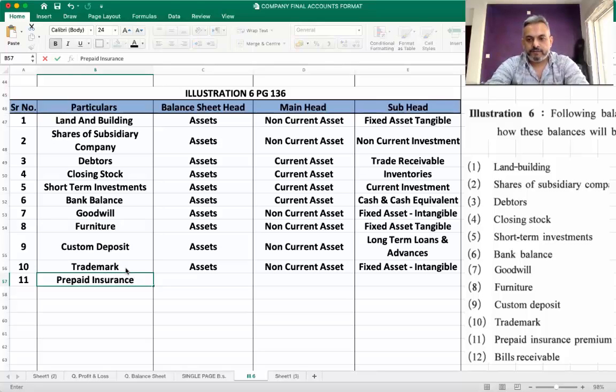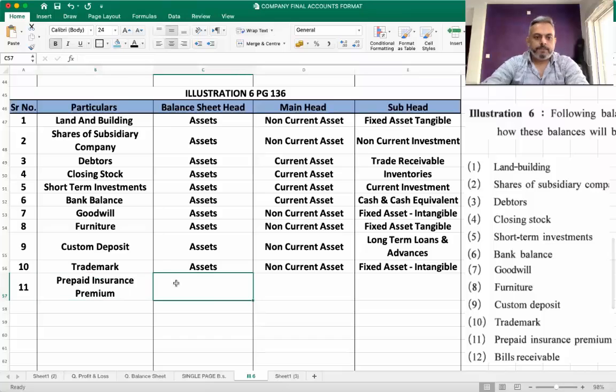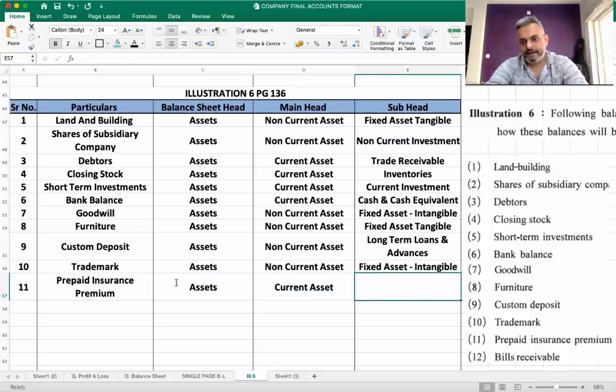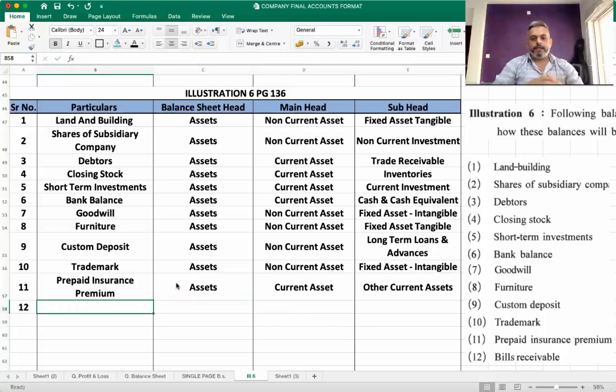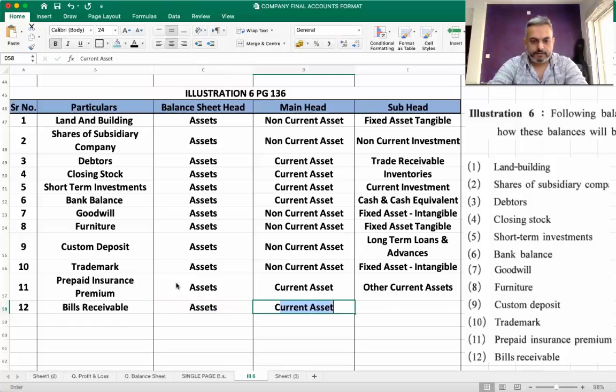Prepaid insurance premium. Prepaid insurance premium you are paid in advance. It's your asset. It's your current asset. Now where it will come is other current asset. Prepaid, okay, outstanding or receivable interest, such will go to other current asset. 12. Bills receivable asset, current asset, trade receivable.